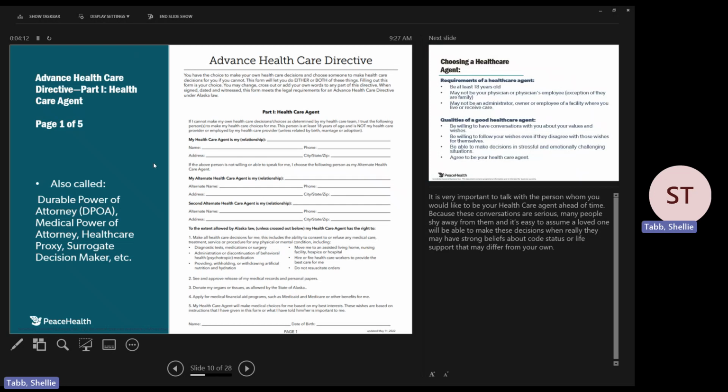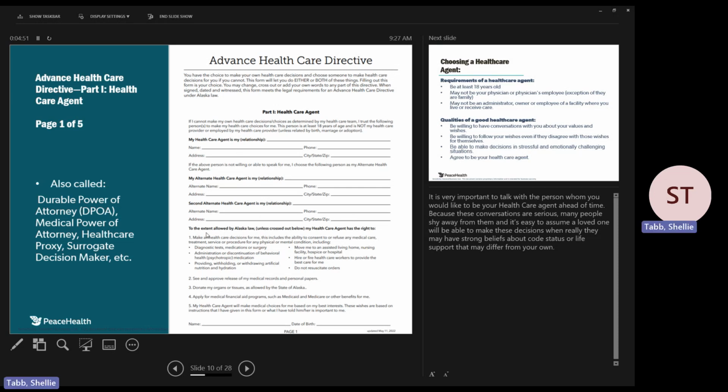Okay, so let's take a look at the first page of our healthcare document. And you'll notice up at the top that you have the option of naming one healthcare agent and then also two alternate agents if you wish. They don't have to be filled out. You can just name your primary one and not name any alternates at all. You can include one alternate and not a second one. It's really up to you with who you want to have speak on your behalf. So you have those options.